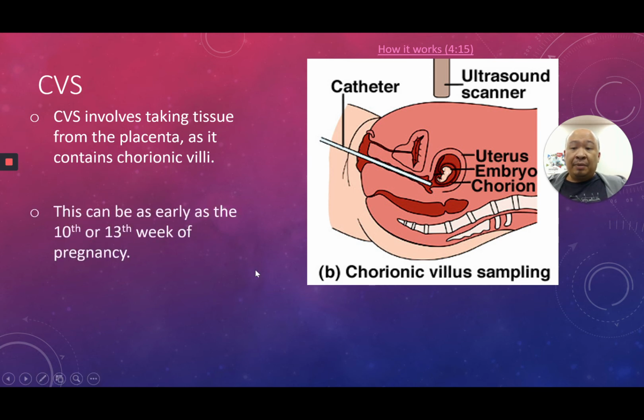But the benefit of this particular method is that you can do it a little bit earlier than an AFT. It can be done as early as 10 weeks, but usually around the 13th week of pregnancy. So again, it's not significantly early, but for some people, they probably need to know earlier if they have strong suspicions that something's wrong.